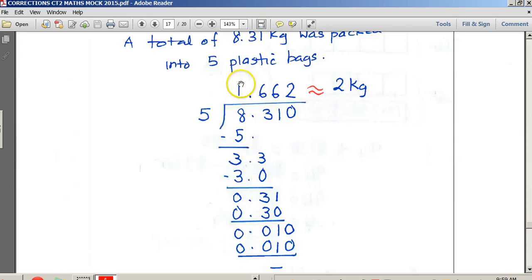Now, look here, 1.6 is nearer to 2 than to 1.0. 1.6 is nearer to 2 than 0. Therefore your answer is 2 kg, this part. Divide this part. If you do not know how to do it, pause the video and understand step by step how I did it. End up with 1.622. Nearest kilogram is this part. I only need one digit in the ones.